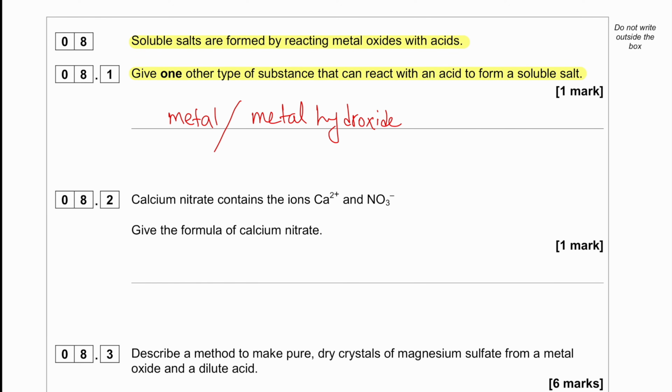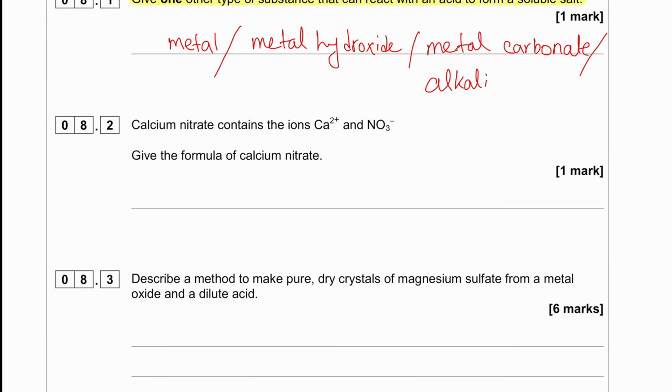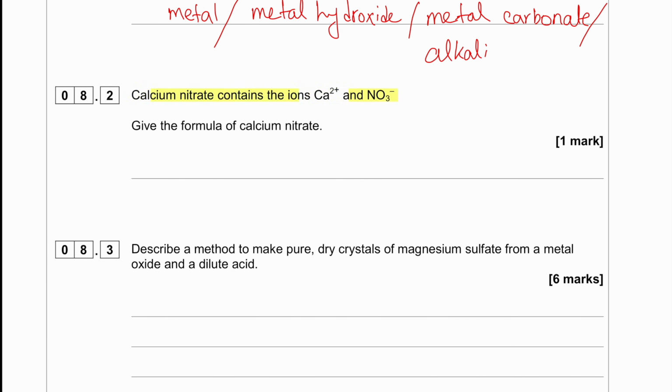Guys, the difference between base and alkali is that alkalis are soluble, bases are insoluble. All right, and even alkalis can be called bases, but only a base that dissolves in water can be called an alkali. You get the point. So metal hydroxide, we can react metal carbonate, all right, metal carbonate. Now some of you might be wondering, what if I write alkali? Yeah, definitely you are correct. If you write alkali, you're correct. Any one of these answers, just choose one and write. You cannot write multiple answers in your exam, so just write one.